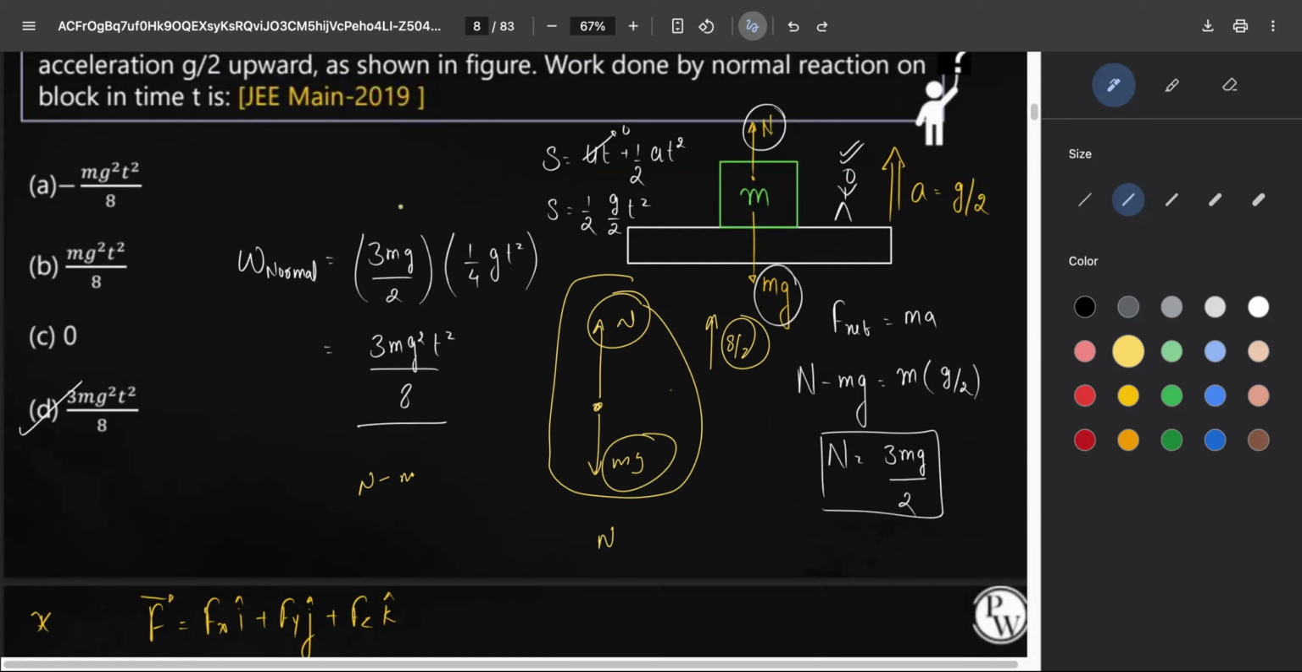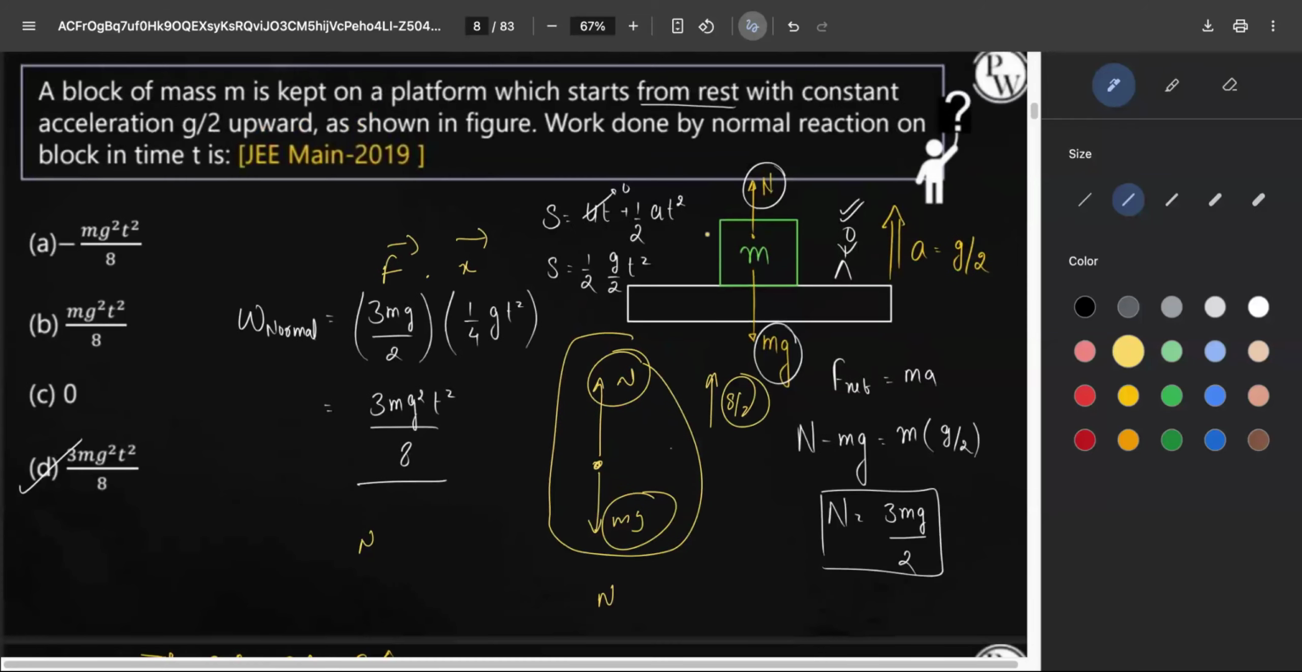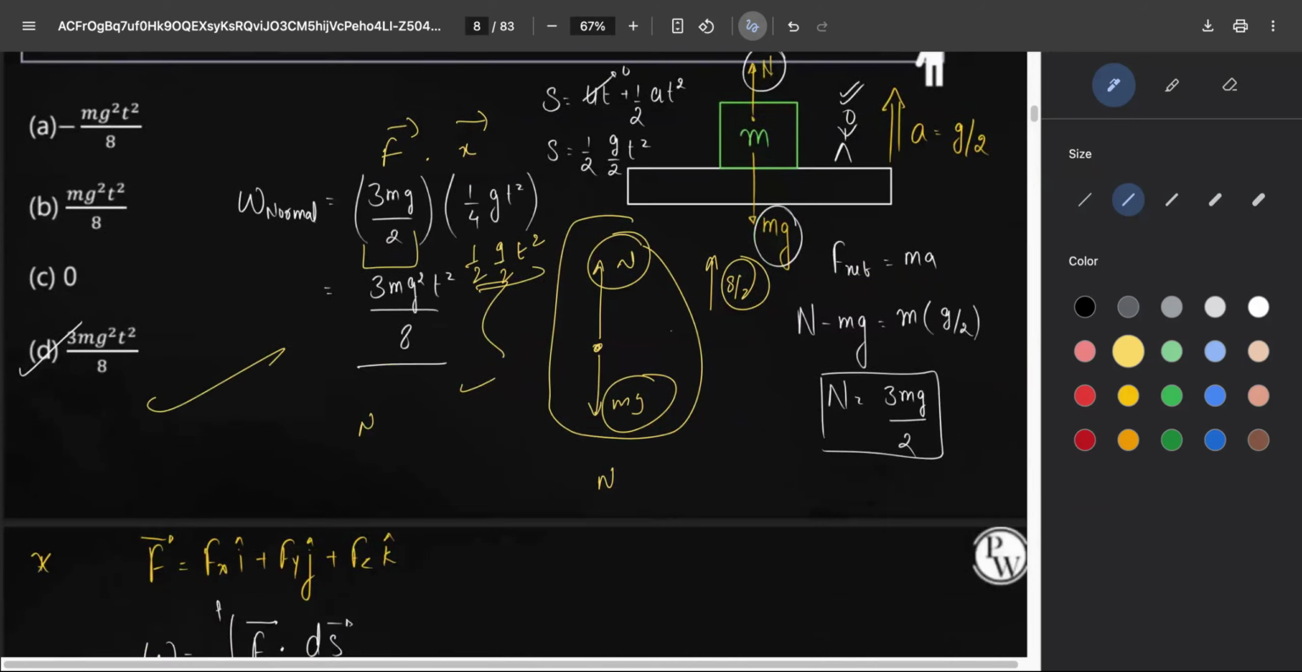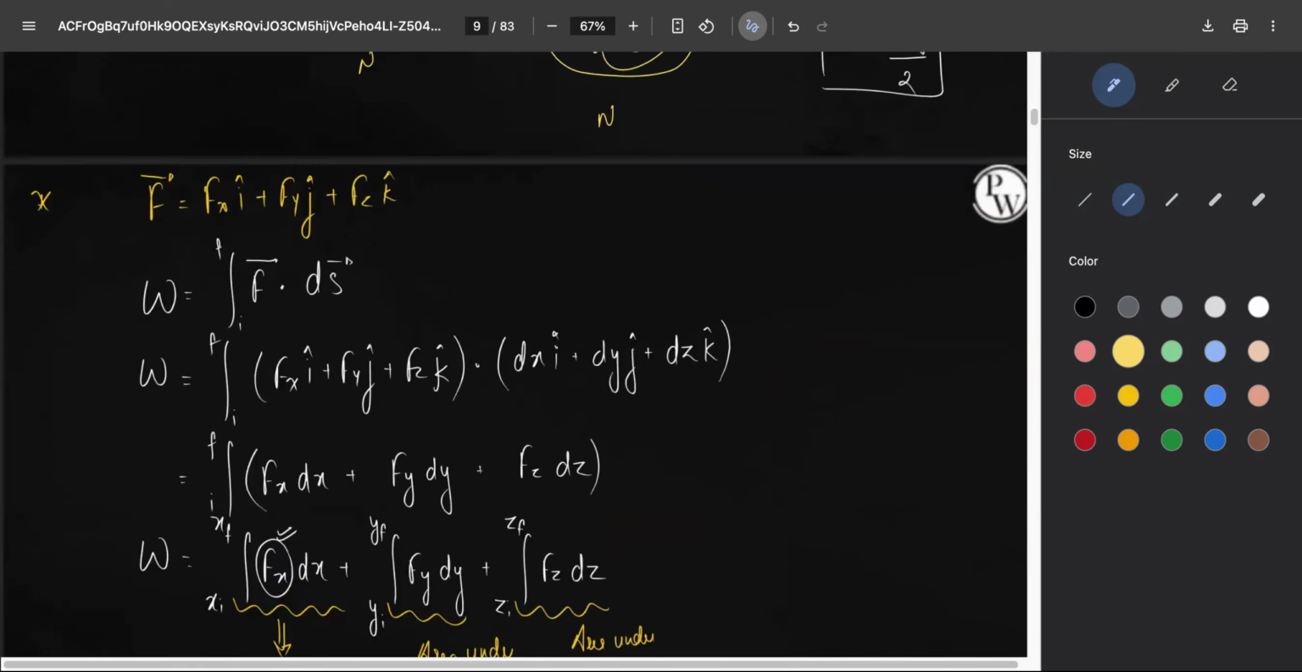So if you see here, this is what we have done, F dot x. Here we don't even need the dot because we know the direction of both force and displacement, so we have directly kept it. This is the displacement: half times g by 2 times t square, so this is also 1 by 4 and something. And we got the answer. Clear? Look at this, if you have a doubt or something, you can let me know. No, sir, I got it. You got it. Okay.